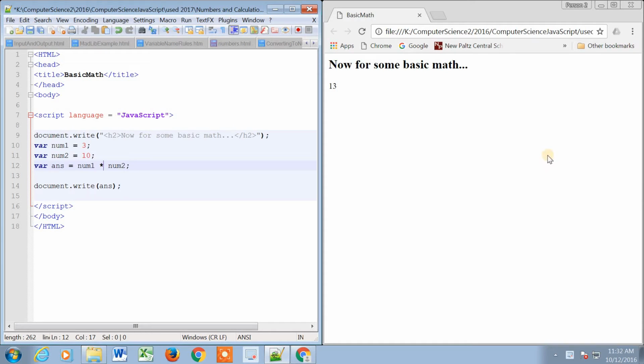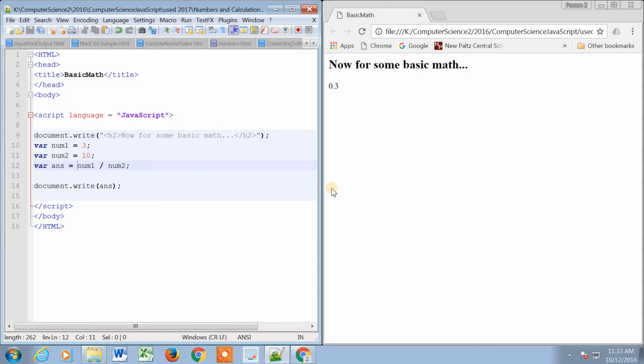I can do, let's just do this. I'll multiply these two numbers. You can see the answer is 30. I can, of course, subtract the two numbers. And, of course, -7, 3 minus 10. And what am I missing? Did I do division yet? So I can divide, and it's 0.3.